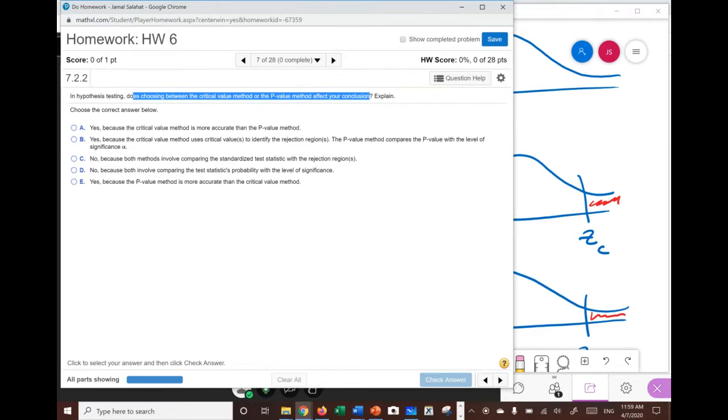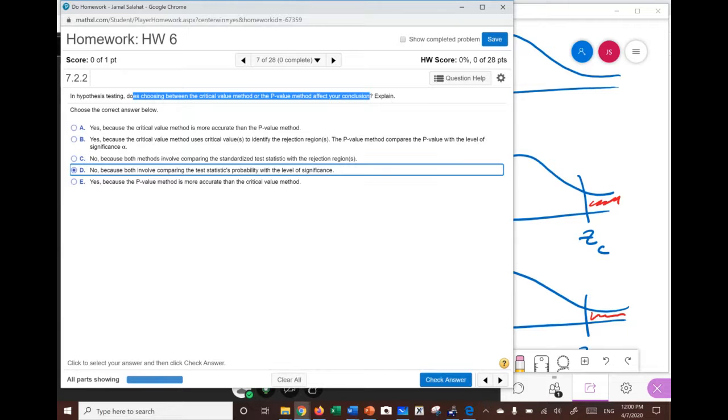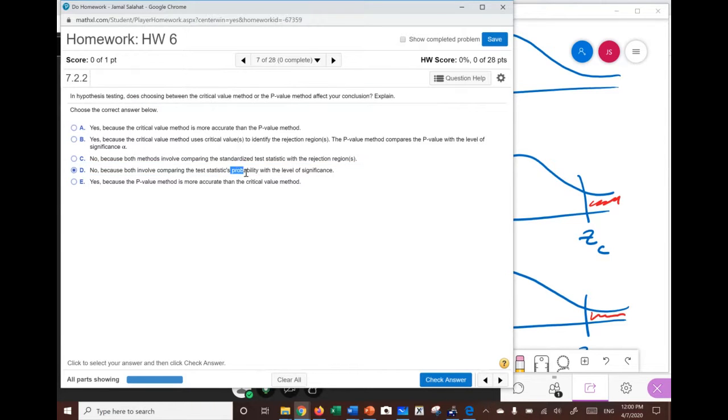Let's read C and D and see what they say. C says no because both methods involve comparing the standardized test statistic with the rejection region. That's not true. In this case, we're going to choose D, because D says no because both involve comparing the test statistic probability with the level of significance.